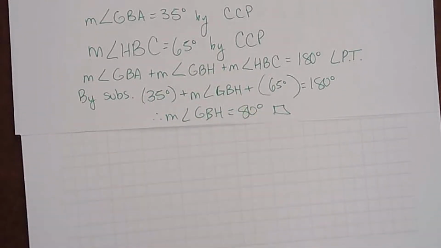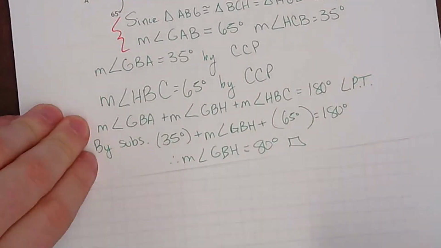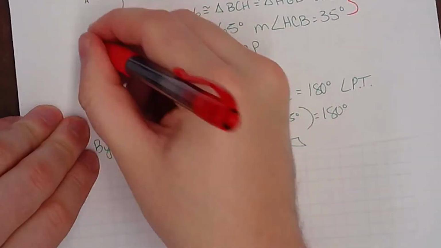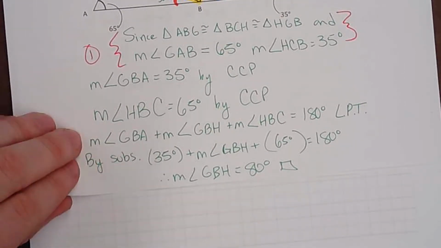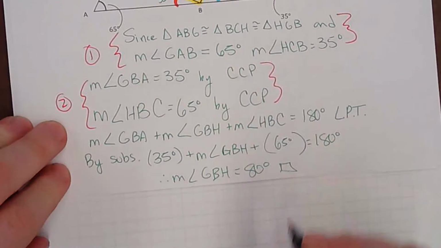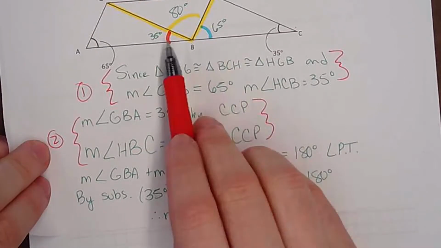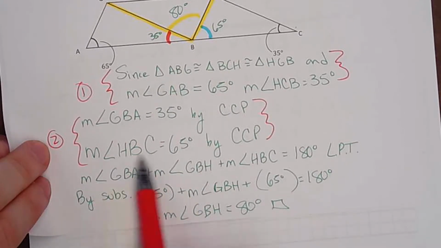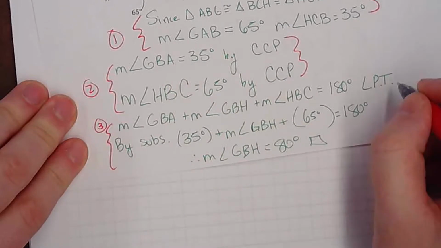So let me break this down into steps. I'll do it in red. So step number 1 is to write what they gave you, right? That's step 1. Write what they give you. We always do that for every problem, right? Sense, blah, blah, blah. Step 2 was to use CCP to find out what these two right here are. That was step 2. Step 3 is to set up the equation and solve.